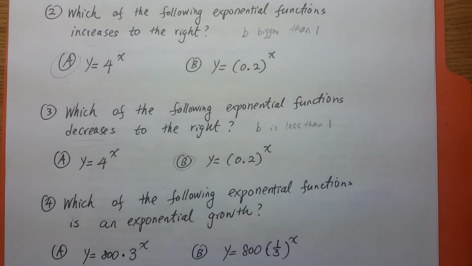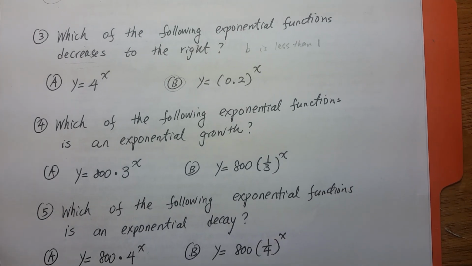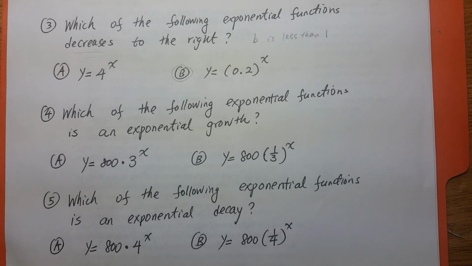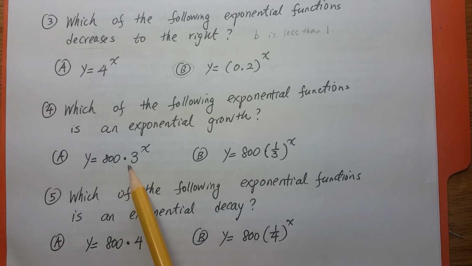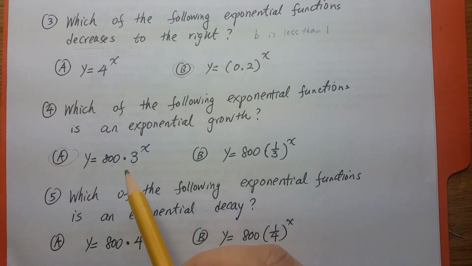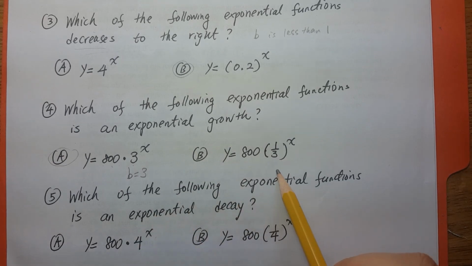Number 4, which of the following exponential functions is an exponential growth? Exponential growth means you have to go this way really fast. So what happened to the base? Should the base be bigger than 1? The answer is yes. The base has to be bigger than 1. So therefore, 800 times 3 to the x is the answer, because the base equals 3 is bigger than 1. So cannot be B.